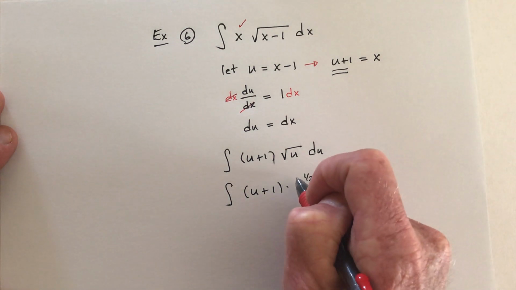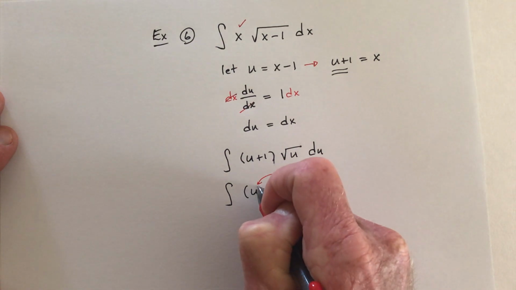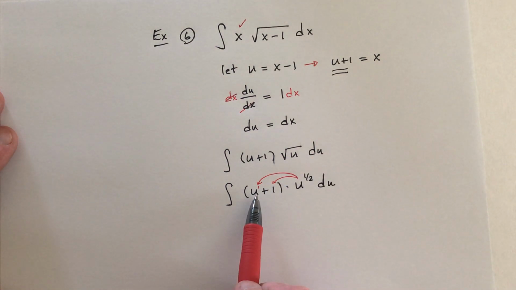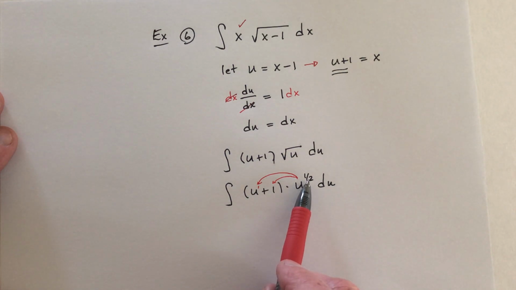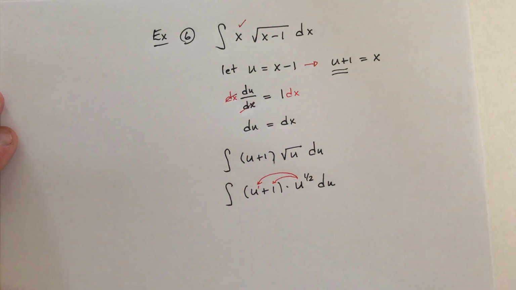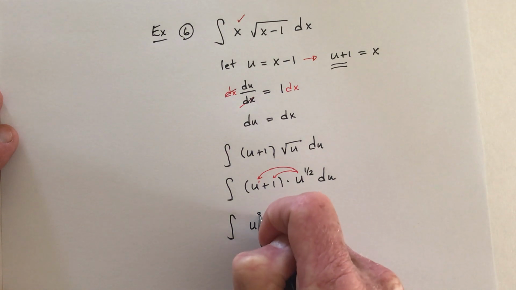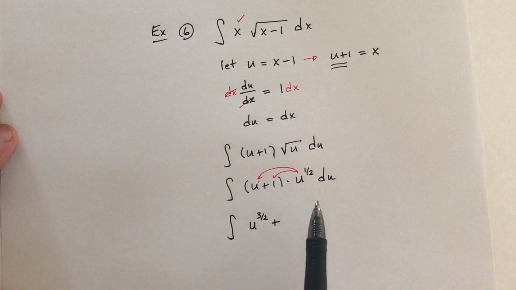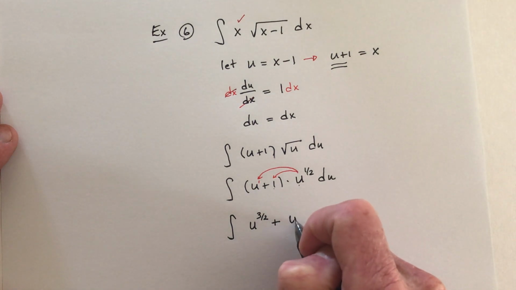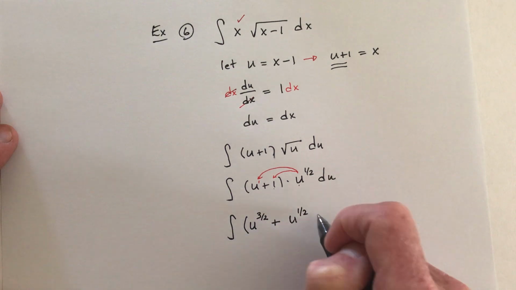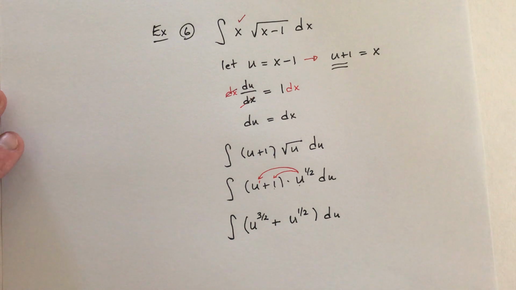And then the next part of the algebra is distribute. So this u is really u to the 1, and when you multiply by u to the 1/2, then you add the exponents. So it's going to be 1/2 plus 1, which is 1.5, or also known as 3/2. And then when you multiply this times the 1, it's just going to say plus u to the 1/2. And then all of that is times du. Okay, we're almost done with this one.